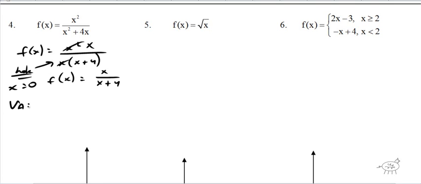So vertical asymptote, again, it's pretty easy. X plus 4 equals 0, so I get a vertical asymptote at negative 4. X equals negative 4. And then horizontal asymptote, remember the degree is the same on the top and the bottom. So it's 1 over 1, so I get y equals 1. Okay, so that's kind of what I need here.